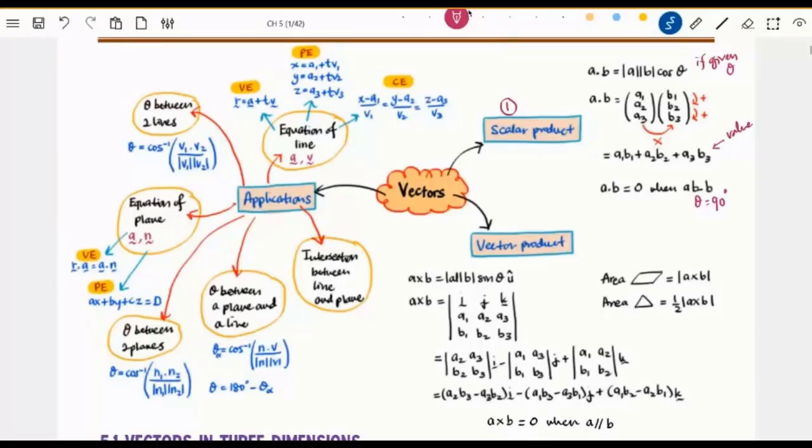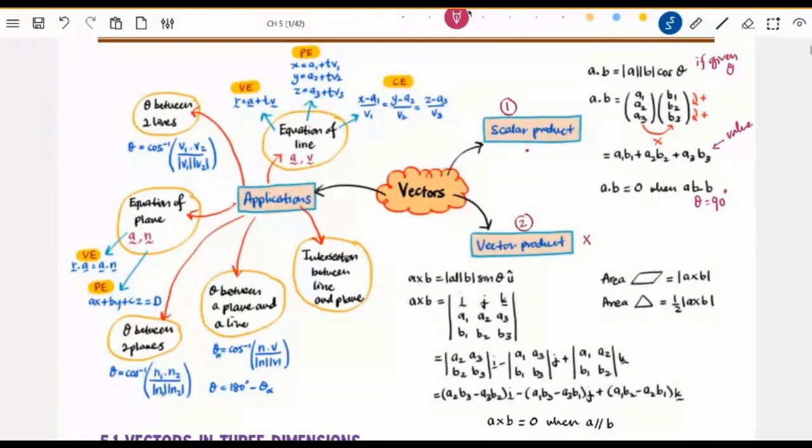Okay. And then we have a second subtopic which is vector product, which is kalau scalar product ni adalah dot product, vector product adalah cross product. Okay. We have the formula which is A cross B equal to magnitude A, magnitude B, sine theta, unit vector. Okay, so whenever you have angle, make sure you have unit vector given.